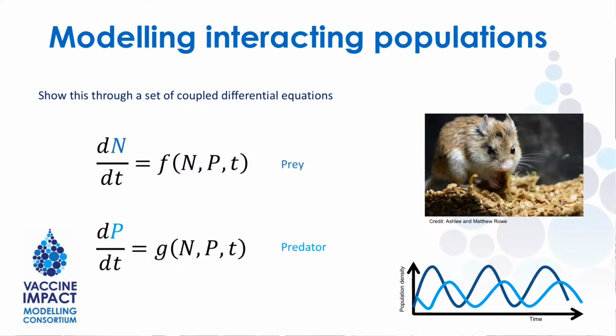So the way we capture this in our model is by having what we call a coupled differential set of equations. So it's essentially saying that when we write our equation for dN/dt, it's a function of N, the population itself, another population which we'll call P, and time. And then our equation for P is a function, G, of N, the other population, the prey, P itself, and T. So we've linked these two equations to each other.